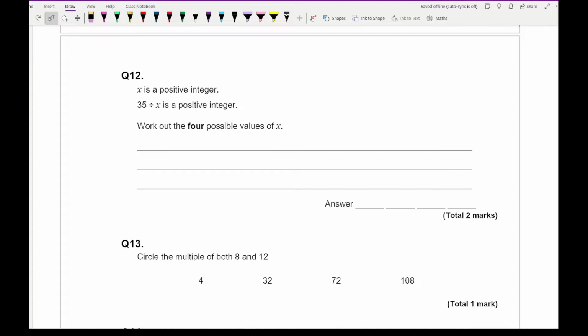Then moving on to question 12, it says x is a positive integer, 35 divided by x is a positive integer, work out the 4 possible values of x. Now an integer is basically a whole number, so not a decimal. So here, what numbers can you divide 35 by that leave no remainder? Those numbers are going to be 1, 5, 7 and 35, and you can write those numbers in any particular order.